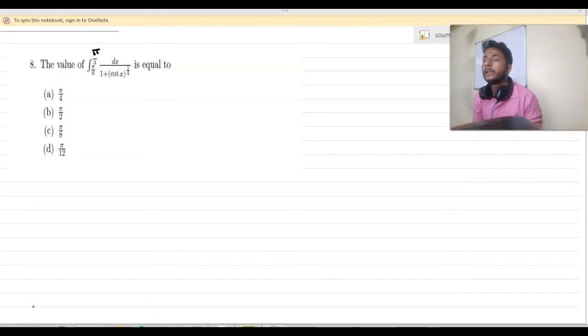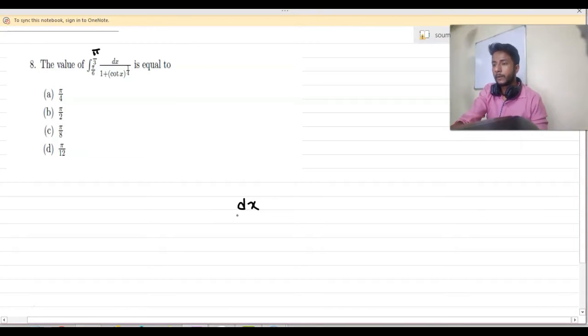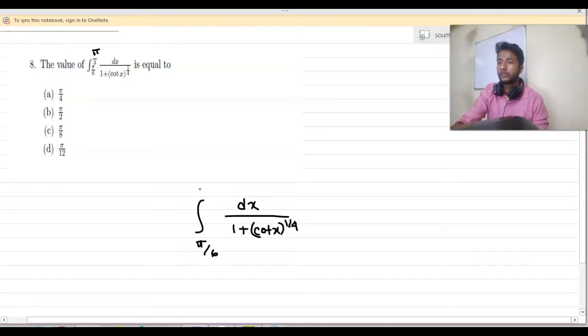Let's solve question number 8. Here we have to integrate 1 by (1 plus cot x) whole to the power 1 by 4 from pi by 6 to pi by 3. So we have to integrate the term dx by (1 plus cot x) whole to the power 1 by 4 from pi by 6 to pi by 3. I am calling this value I.